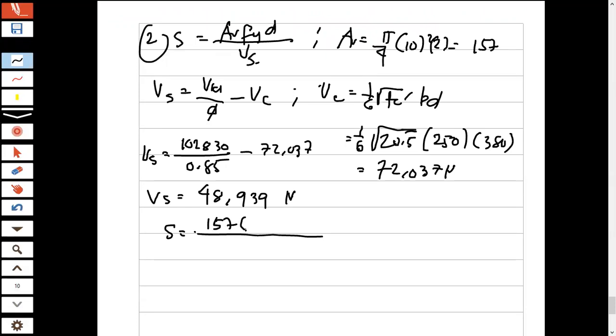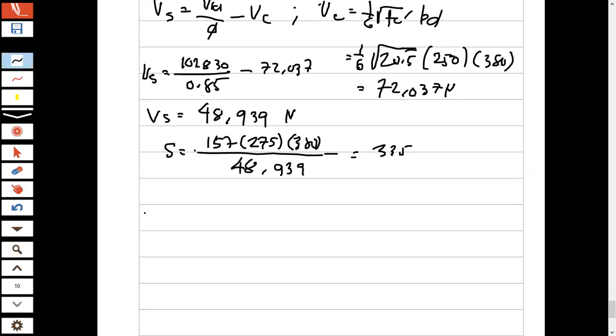Okay? S. Substitute. AV is 157. FY is 275. D is 380. Take note ha, Newton millimeter squared ang mga unit natin dito. VS is 48,939. So S is equal to 335. Okay. Number 3. Just check kung yung VS is less than 1/3 square root of FC prime BD. Pagka less than, d over 2. Pagka greater than, d over 4. Pero dito sa kuhaan ko wala na, pero check nyo na lang din.